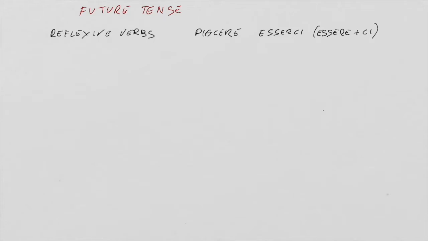Let's see now what happens with reflexive verbs, with the verb piacere and with the verb esserci, essere plus ci. All the reflexive verbs form their future regularly. Simply place the correct reflexive pronoun in front of the conjugated form of the verb. So, io mi sveglierò. Tu ti laverai. Lui si laverà.